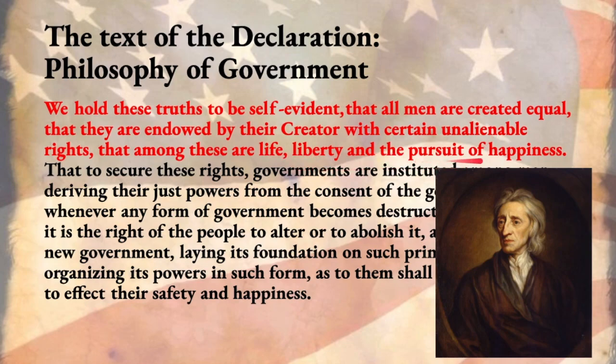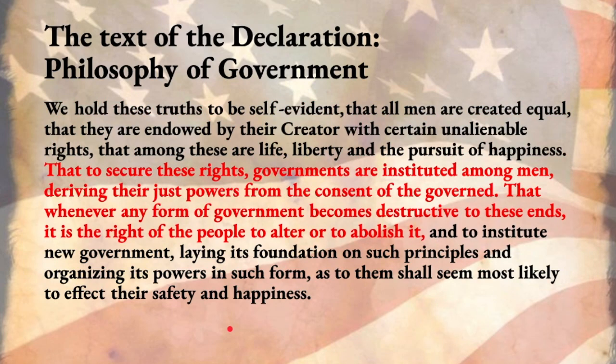Jefferson changes it to the pursuit of happiness. Think about John Locke when he said property again. He wasn't talking about land. He was talking about what you own, your ability to support yourself and have a livelihood. Jefferson changes that to the pursuit of happiness. That to secure these rights, governments are instituted among men, deriving their just powers from the consent of the governed. Well, that's popular sovereignty, right? Government gets its power from the consent of the governed.